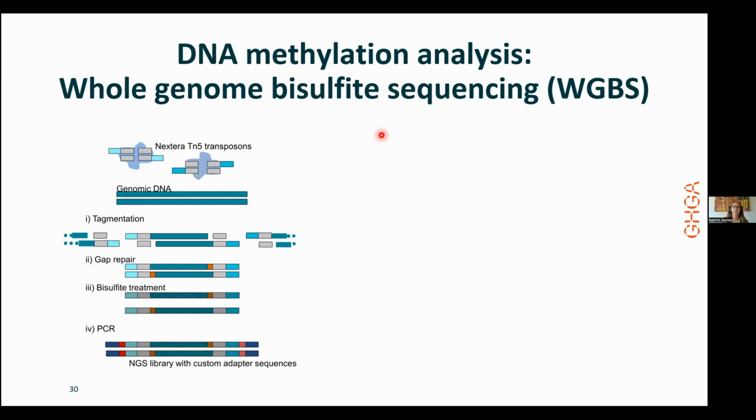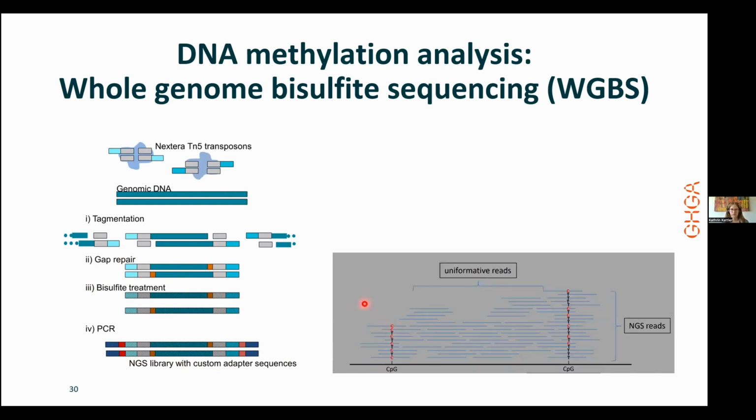The gold standard for DNA methylation analysis is whole genome bisulfite sequencing. Again, there are different protocols, so this is just one that we use frequently in the lab. You take your genomic DNA, you incubate it with the same transposase which I already described for ATAC-seq. It inserts the sequencing adapters. You have to do a gap repair to get covalently bound adapters on both strands. And then the important step, you introduce the bisulfite treatment. So you will have the conversion of unmethylated cytosines. Then you enrich it by PCR and you can sequence it.